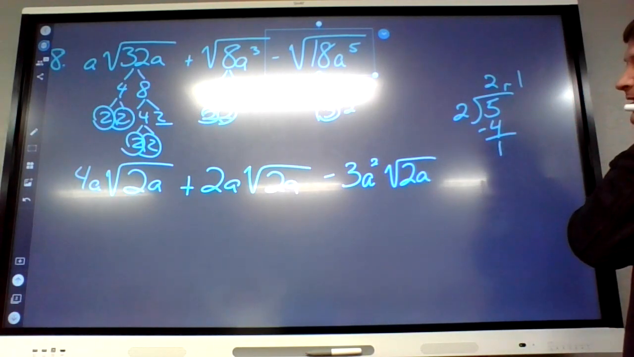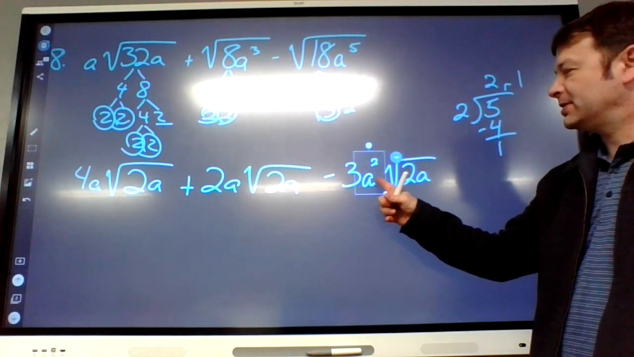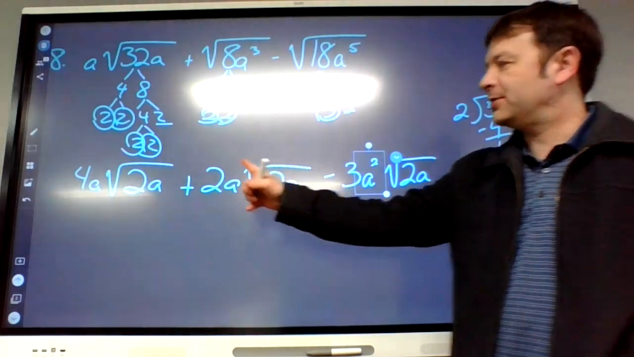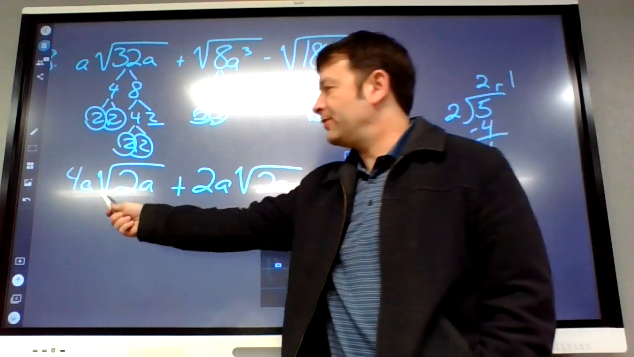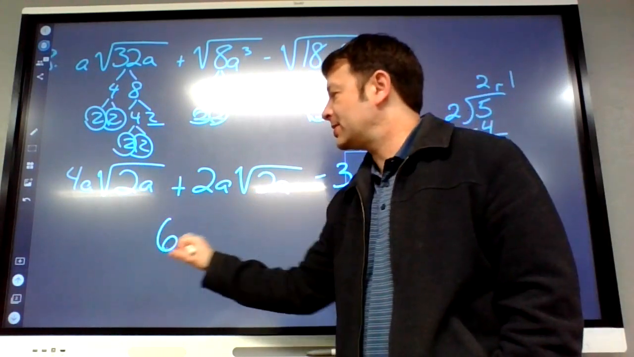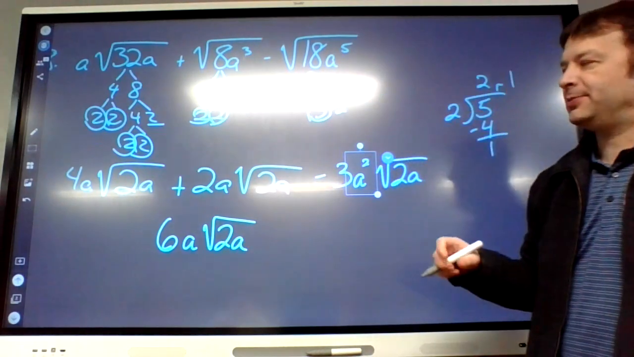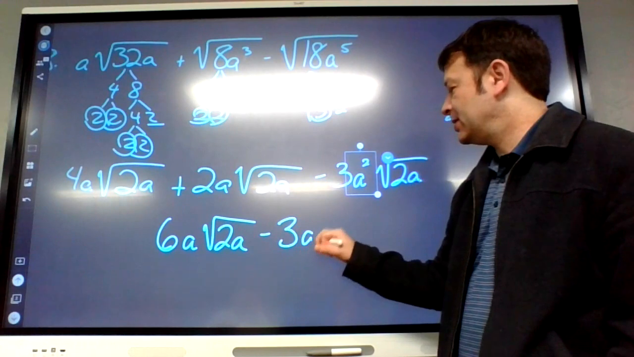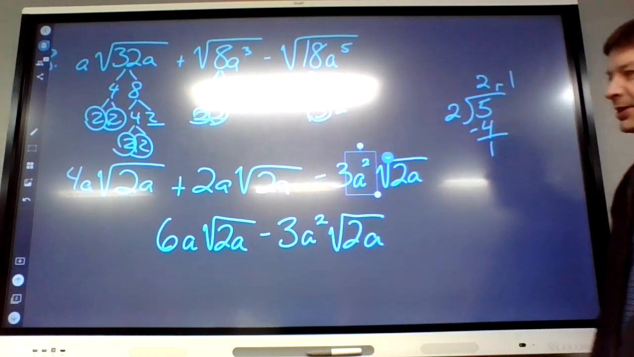Are all of these like terms? Almost. This one actually doesn't count because that a squared kind of screws it up. But these two are like terms. They're both a squared of 2a. We have 4 of these plus 2 of these. So that makes 6 of those. And then the a squared thing, that one doesn't mix, so I just kind of keep it like that.